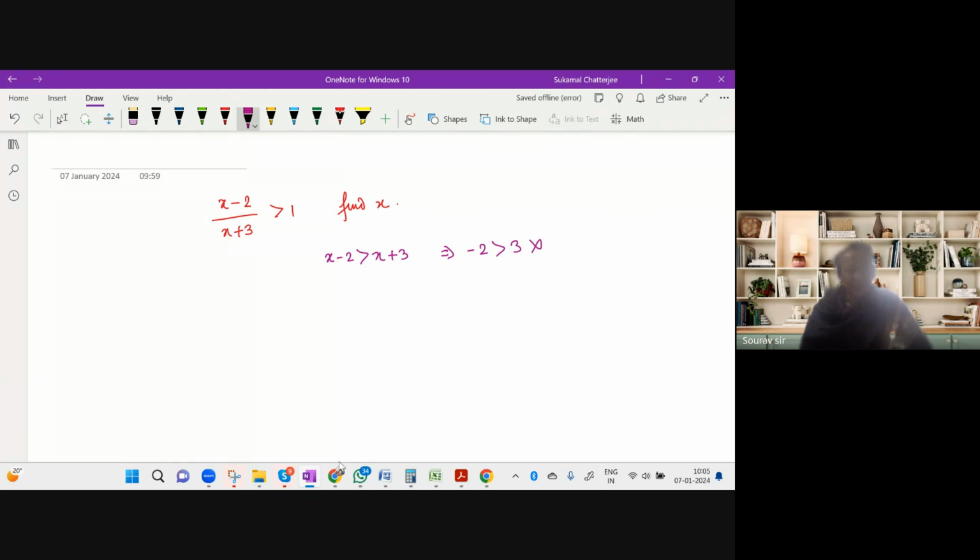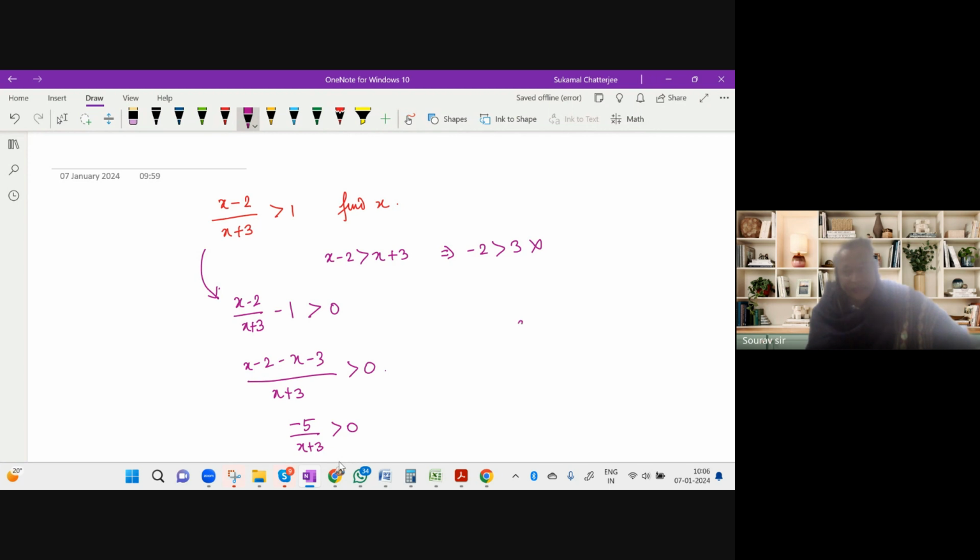To solve this kind of inequality, if you do it this way, you're making a mistake. What you have to do is write (x - 2)/(x + 3) - 1 > 0. Then you get (x - 2 - x - 3)/(x + 3) > 0, which means -5/(x + 3) > 0.